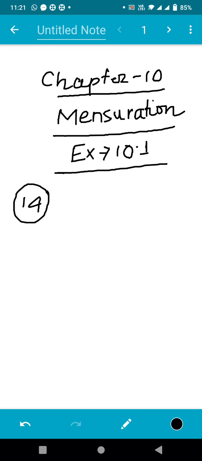Hello students, in this session I will explain question number 14 and 15 of exercise 10.1, chapter 10, mensuration. Now let's see what we have in question number 14. Find the cost of fencing a rectangular park of length 175 meter and breadth 125 meter at the rate of rupees 12 per meter.